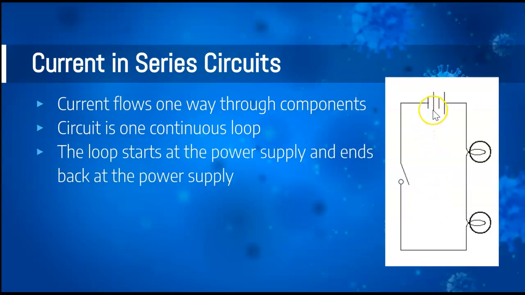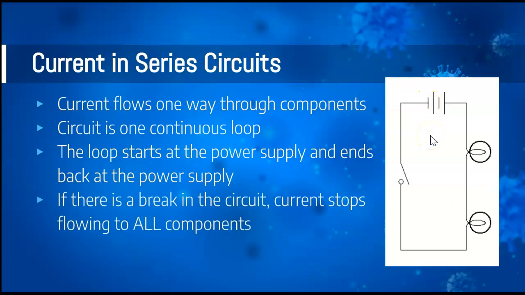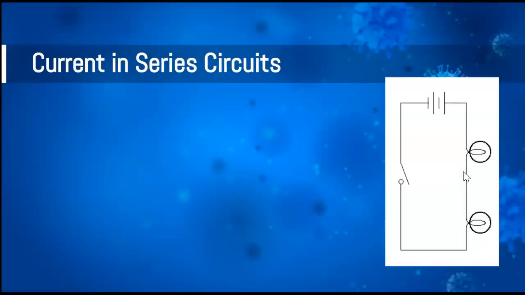So the electrons will come out of the battery, they will go through the circuit, and they will come back into the battery at the end of it. If there is a break in the circuit at any point, then the current will stop flowing to all of the components. All right, so this switch is open, which means nothing gets any energy. The electrons do not go into the battery. The electrons do not gain energy. The lamps do not take energy from the electrons to light. Nothing happens.